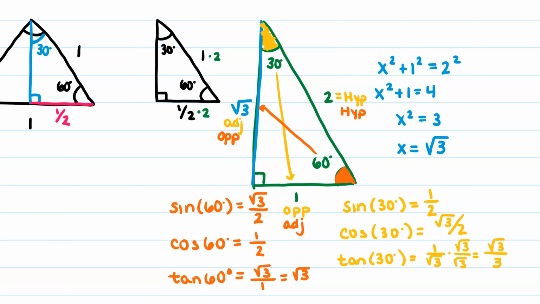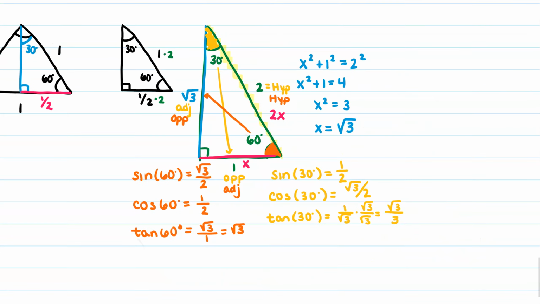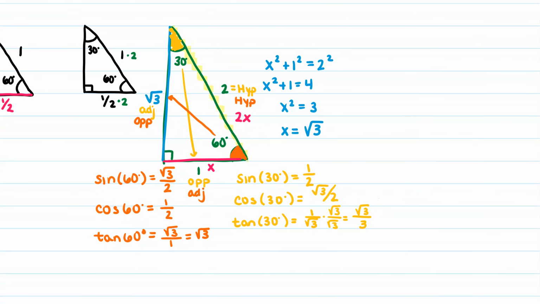So if I call this side x, then the hypotenuse here, I'm highlighting it in yellow, the hypotenuse would have to be twice that. So the hypotenuse will be 2x. And now let's think about how we got square root of 3. We got the square root of 3 by taking x. Oh, I should not have used x. I'm going to call this y over here.